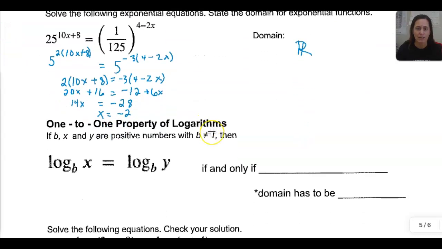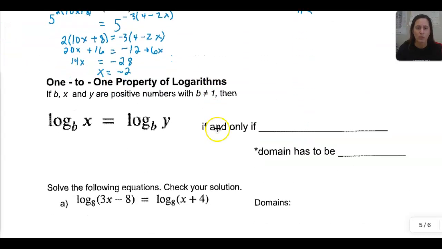However, when we take a look at the logarithm one-to-one property, we still have the rule that the base cannot equal 1. X and y are both positive numbers. Then, if we have log base b of x is equal to log base b of y, it's true if and only if x is equal to y. The other thing to note is that the bases have to also be written to be the same for us to assume that x is equal to y. The domain has to be positive, so x has to be greater than 0.